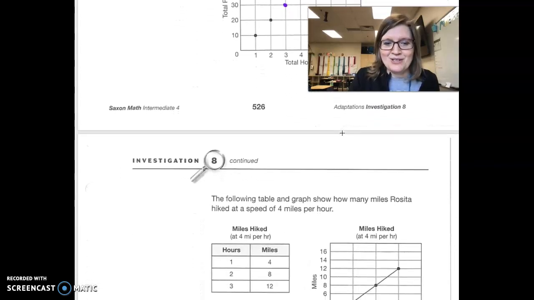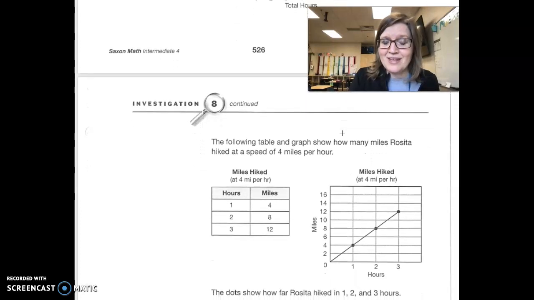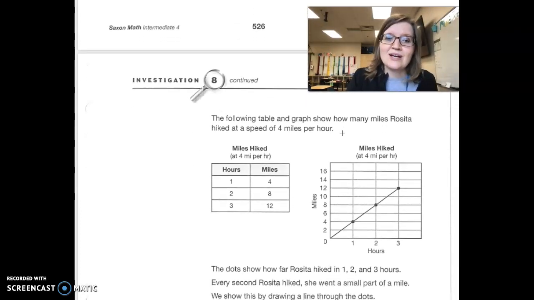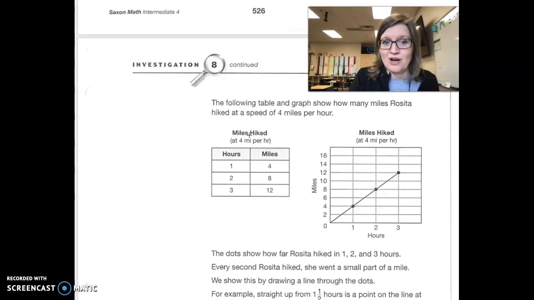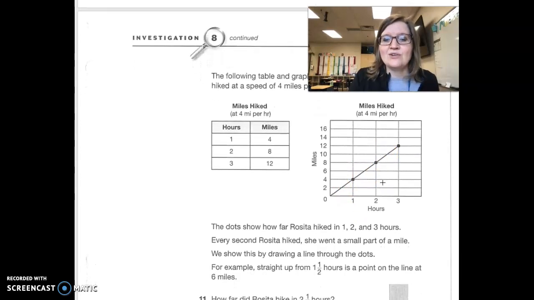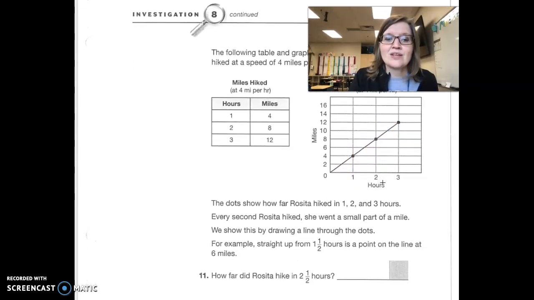The next part is using a graph in this manner, showing Rosita and her hiking. She hiked at a speed of 4 miles per hour. We have our data here. And when she went 2 hours, 8 miles, 3 hours, 12 miles. These dots show how far Rosita hiked in 1, 2, and 3 hours. So every second Rosita hiked, she went a small part of a mile. So look at this, every little second she's gradually going like this.